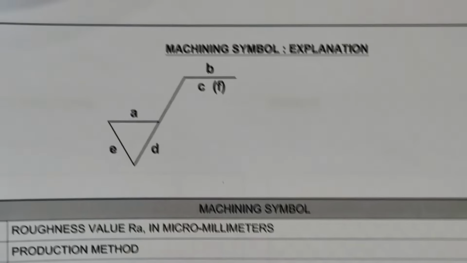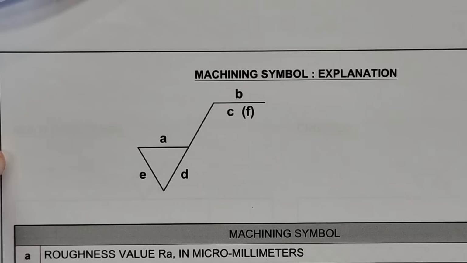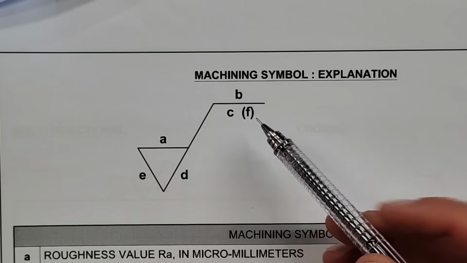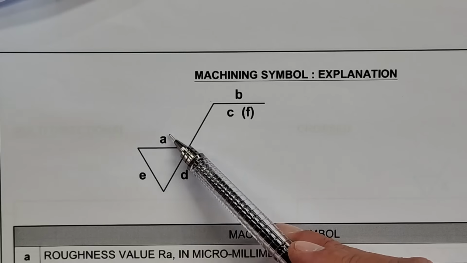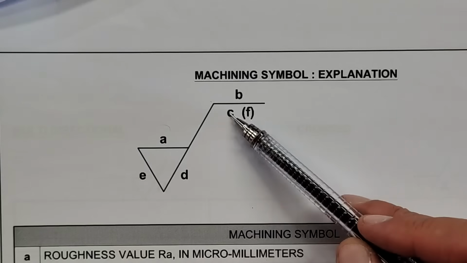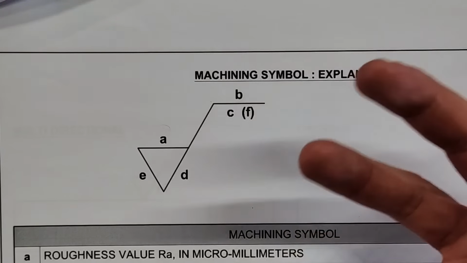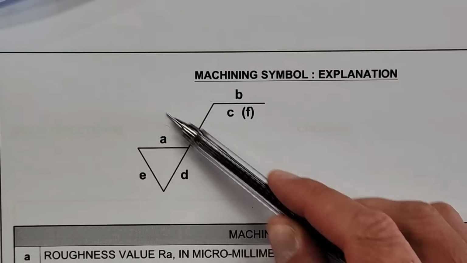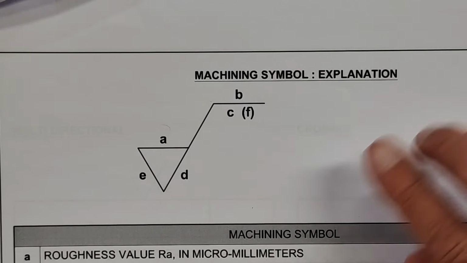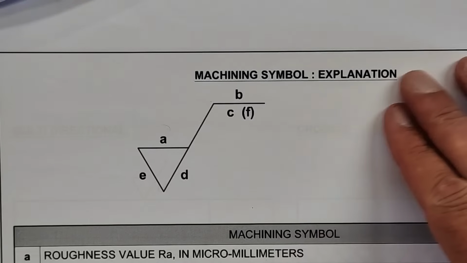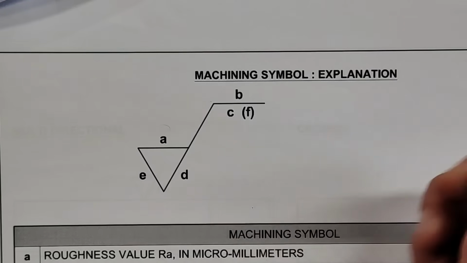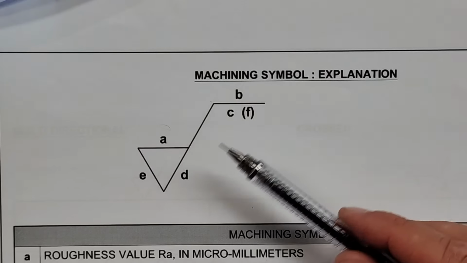All right, machining symbols, that's another important part that they might ask you. This is a machining symbol, and again, the areas here refer to different specifications of that machining. So A here will be the roughness value of the machining. In other words, if I would take my finger over the surface that's been machined, how rough is it? The lower that is, the smoother that surface is going to be.